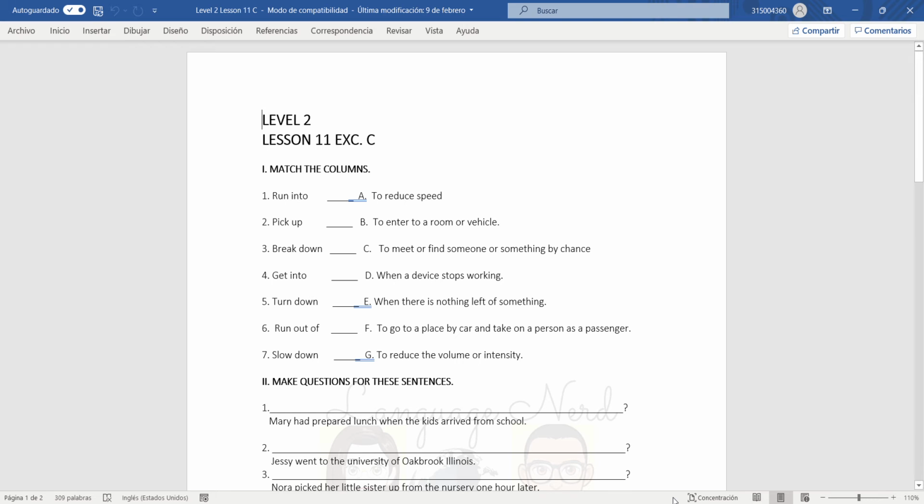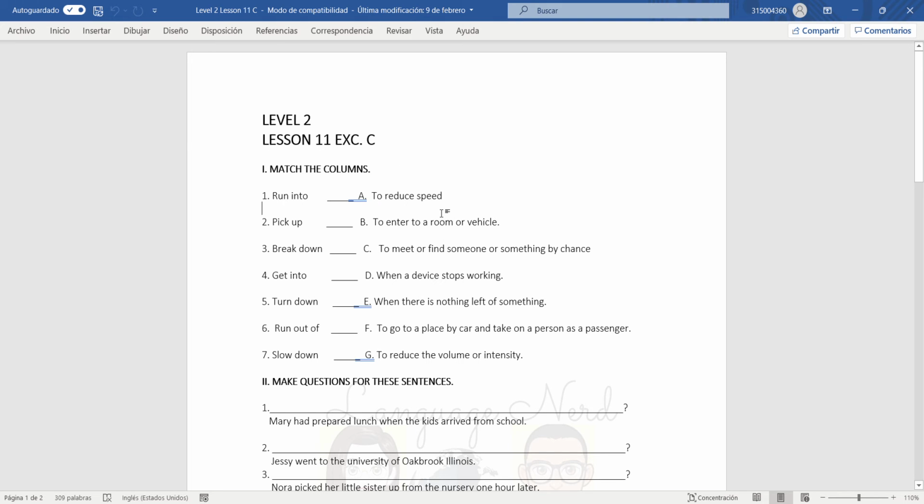Hi guys, today we are going to check this exercise. Remember we are in lesson 11 and this is exercise C. So in the first part you have to match the columns. You have a verb, actually it is a phrasal verb, and you have to match it with the descriptions on the right.